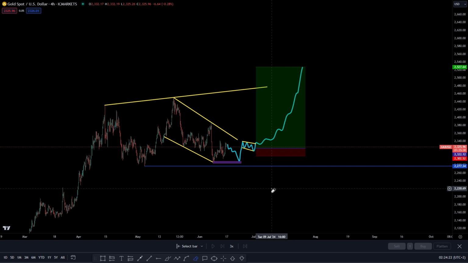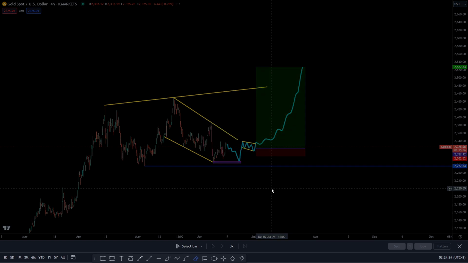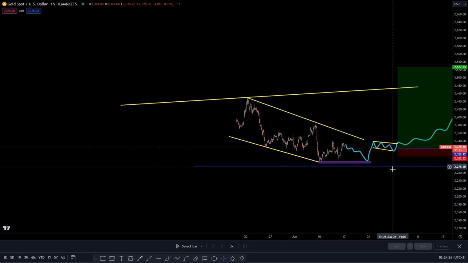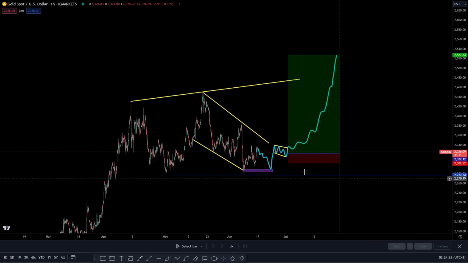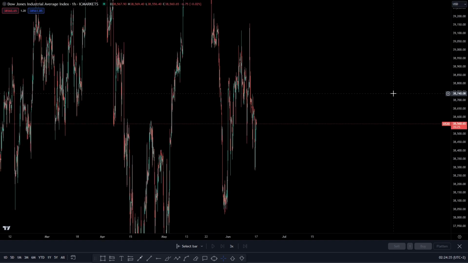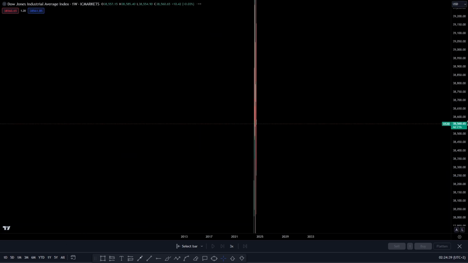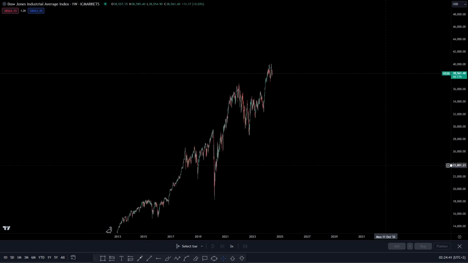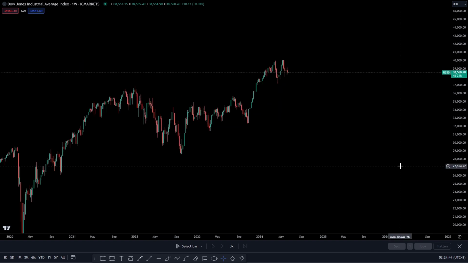So that's it for gold. I'm looking for buys. Honestly, the 1 hour is the same with the 4 hour. Just looking for the market to push higher. So that's gold. Let's move on to US 30. Now, US 30, let's see what US 30 has for us.